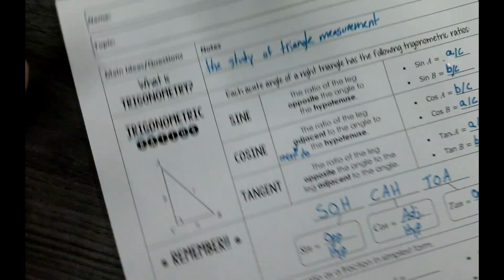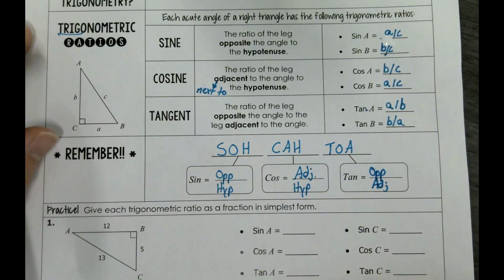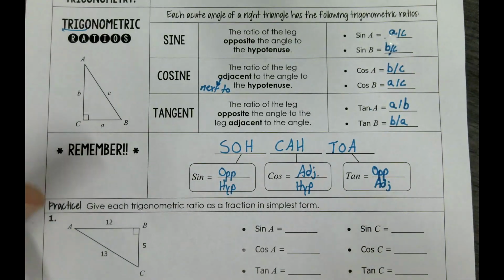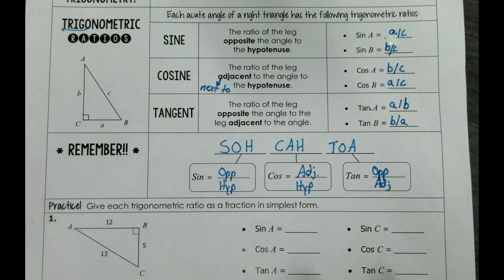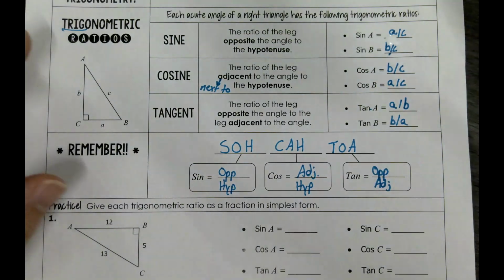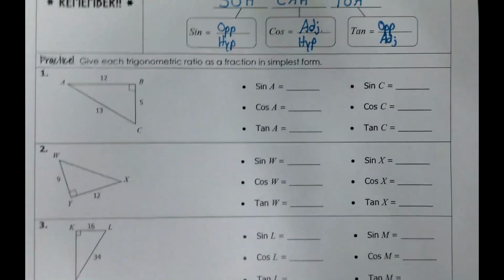This is going to be the important part of our new unit. So let's take a look at a couple of examples where we put some numbers to them, and we can identify the sides or the ratios for sine, cosine, and tangent. In a future lesson, we're going to use this to help us solve for missing parts of our triangle. So let's take a look at our practice.